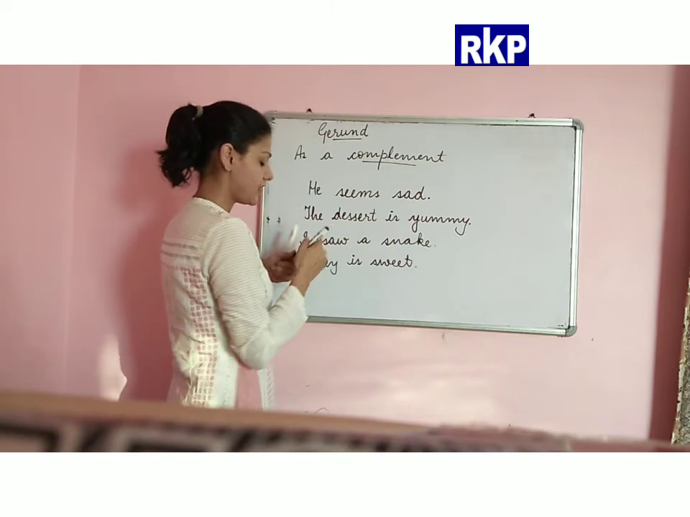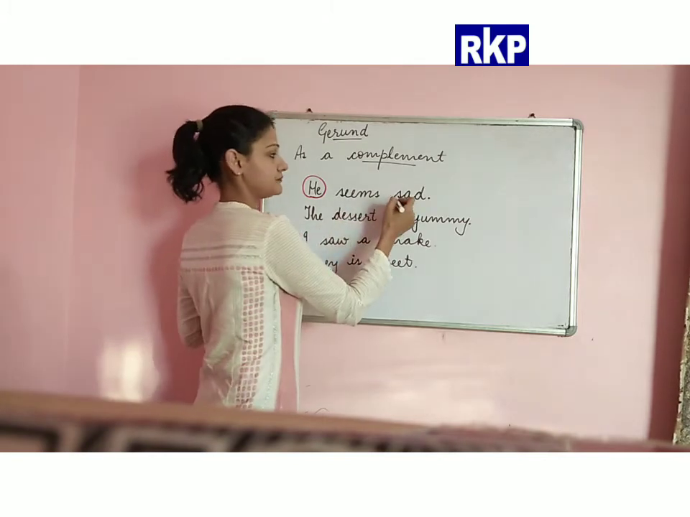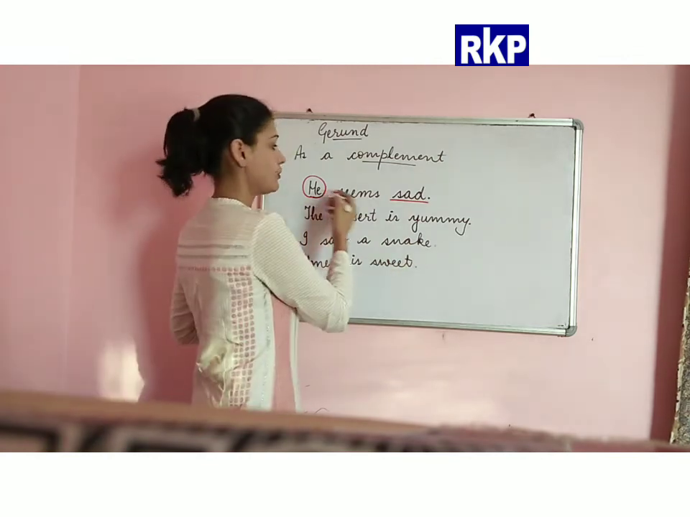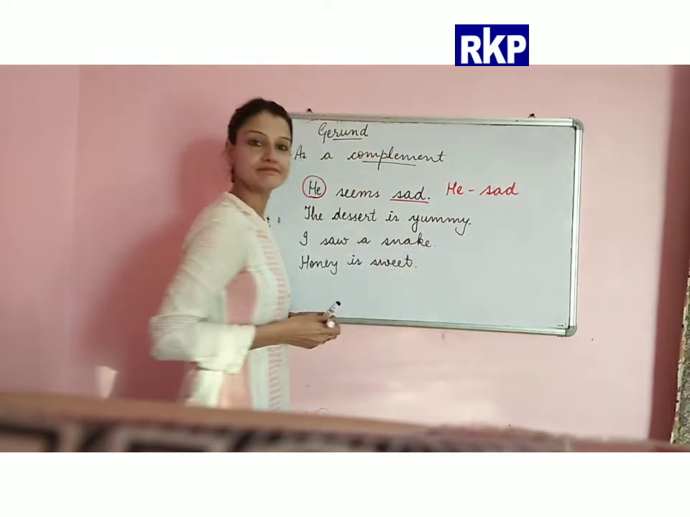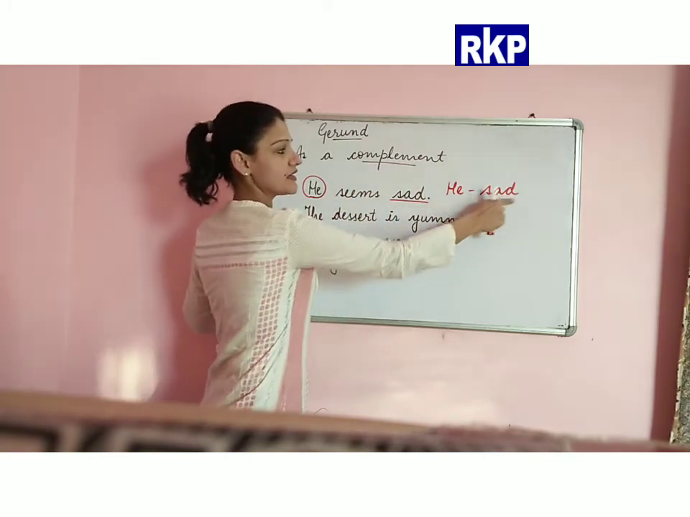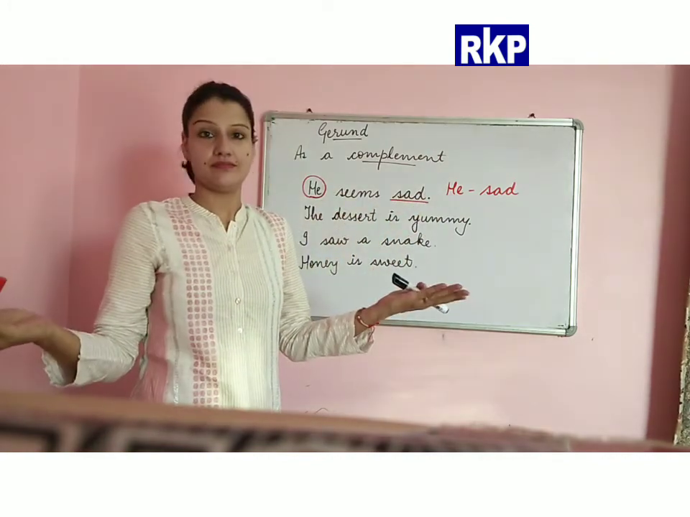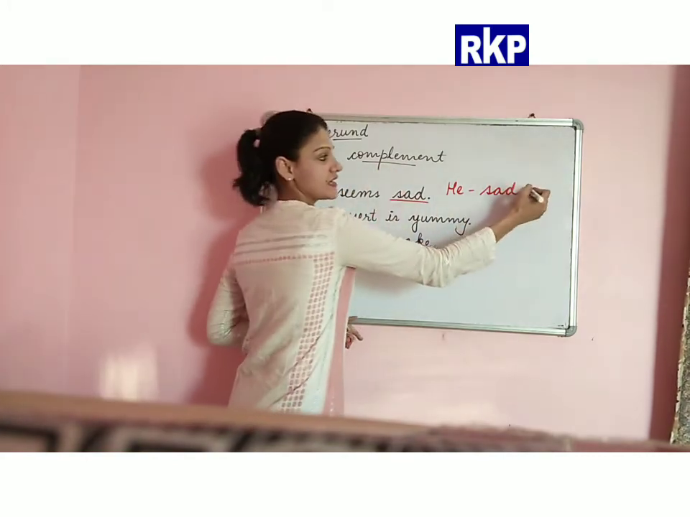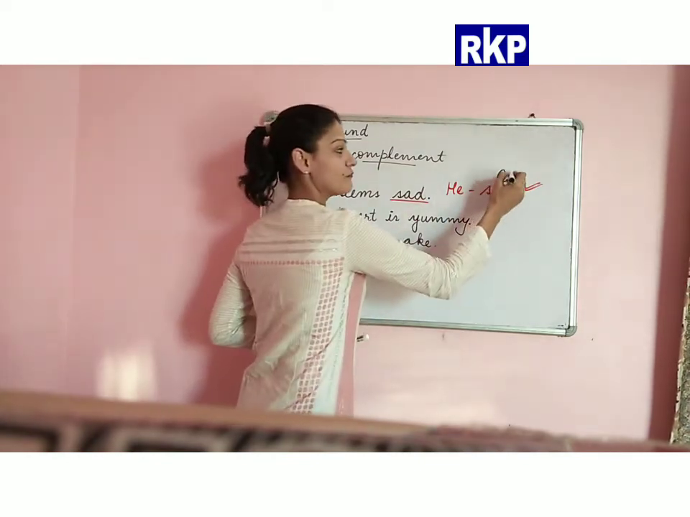Let's try this. Here this is our subject, and this may be an object or a complement, we don't know. So let's see. He equal to sad. Very good. It is giving us the correct sense. That means this word is telling us about the subject. He is sad, that is his state of mind right now. So that means it is a complement. Understood?